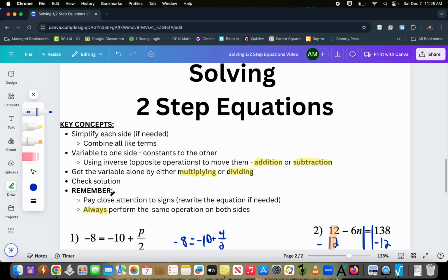So, things to remember. Close attention to signs. Really, really important. Rewrite the equation if you needed. You notice some of them we rewrote so that we could see it in a different way. And then always performing the same operation on both sides.